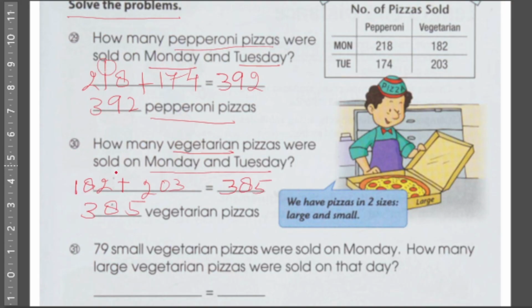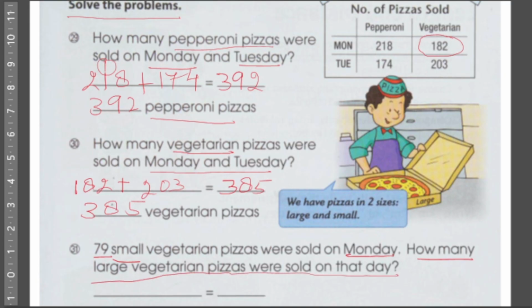Now they ask how many large vegetarian pizzas were sold on Monday, if 79 were small vegetarian pizzas. So on Monday, total vegetarian pizzas were sold 182, and out of that, 79 were small vegetarian pizzas. So we have to find how many large vegetarian pizzas were sold on that day.